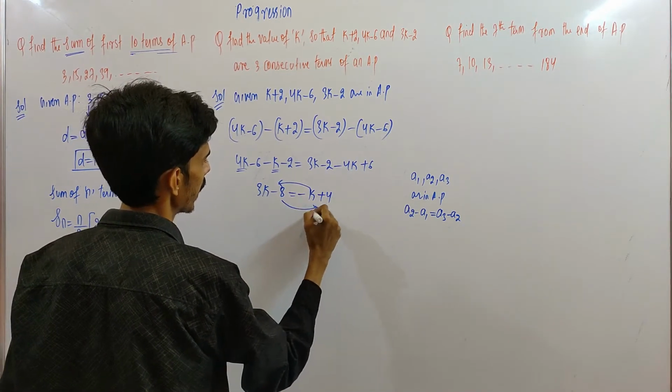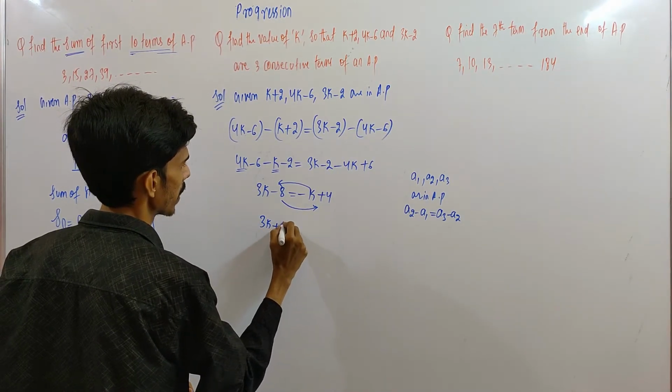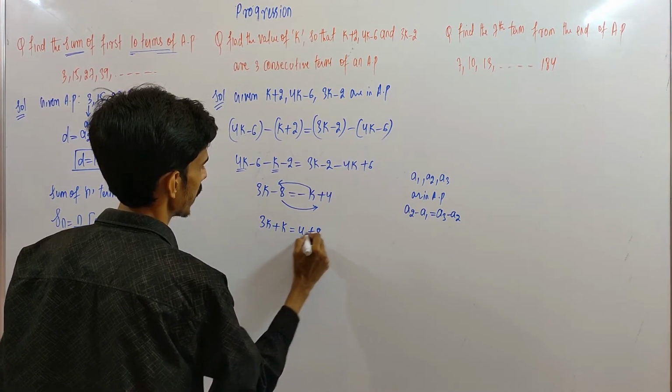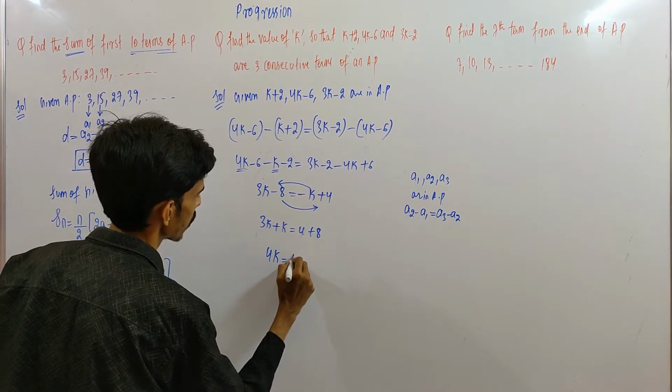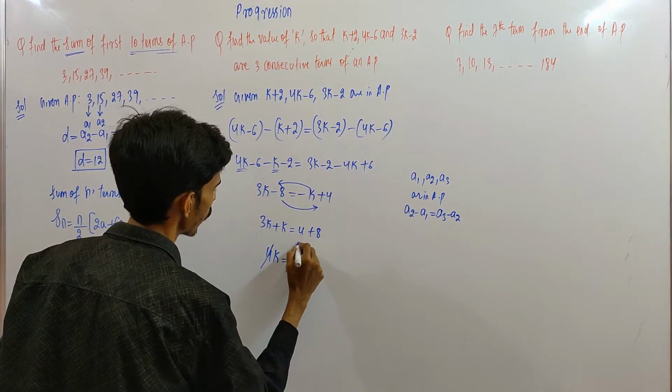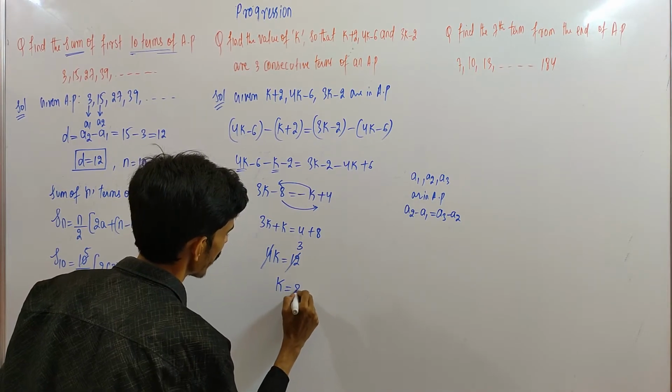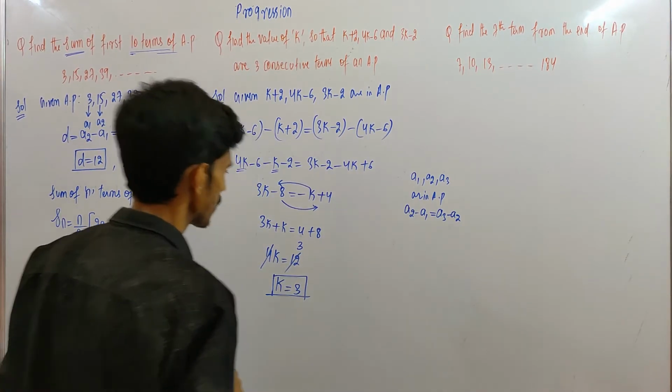Sending this k here and 8 here, we have 3k plus k is equal to 4 plus 8. Here we have 4k is equal to 12. So we have k value as 3. This is the value of k.